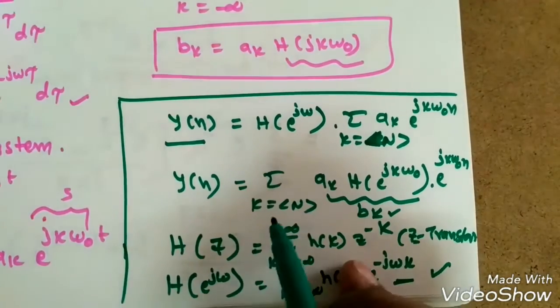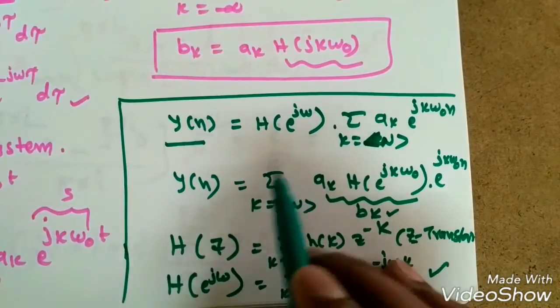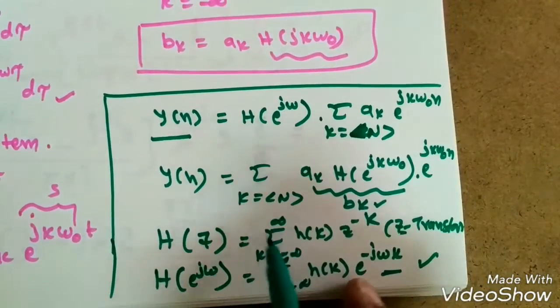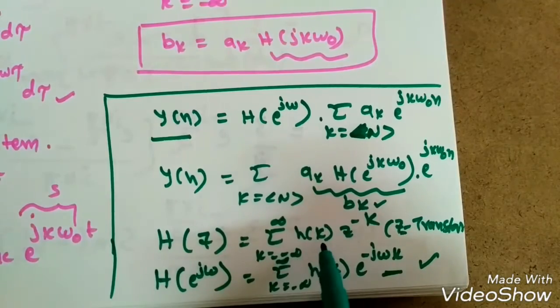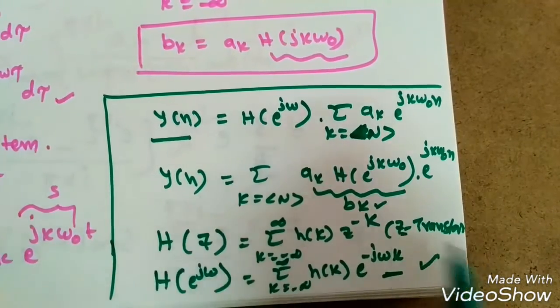Now you may ask, we have taken here one period. So this period represents either x of n or y of n. The system response may be periodic or may not be periodic. That's why we are using the Z transform from minus infinity to infinity, right? Now we'll see one problem on this.